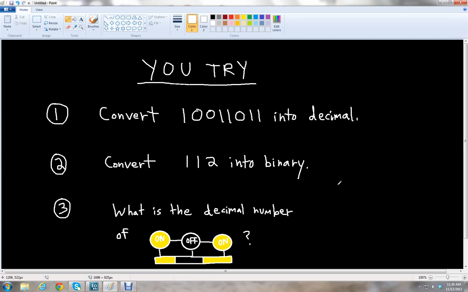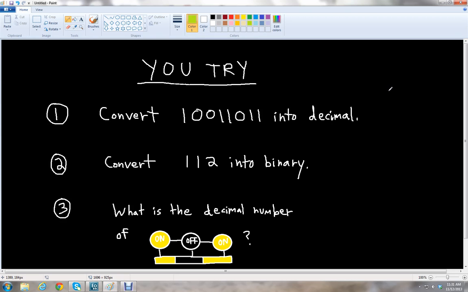Feel free to pause the video to work on these 3 problems, and even go back to review part of the video to know how to convert from binary to decimal and from decimal to binary. And we'll go over the answers. Okay, so let's go over the answers.